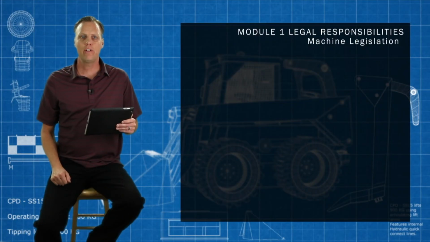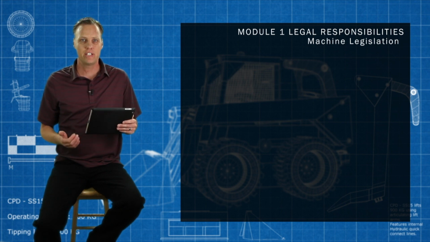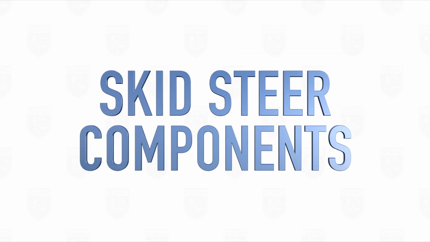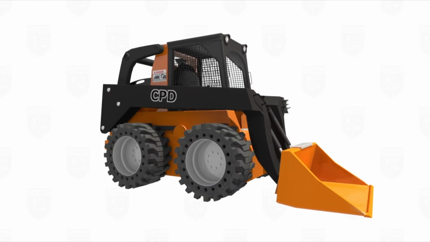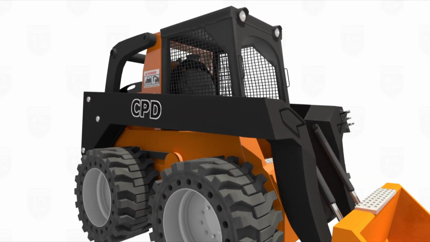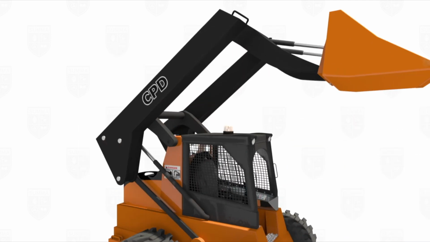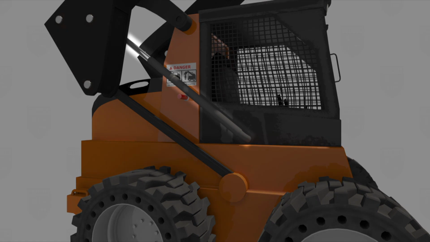Hi. We start off this course by discussing legislation, so the laws that pertain to the safe operation and use of a skid steer here in Canada. The components of a wheeled skid steer are the cab, which makes up the ROPS and FOPS of the machine, lift arm, lift cylinder, lift arm safety support.